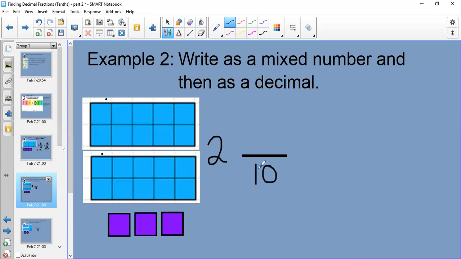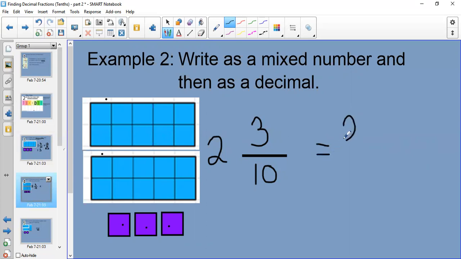And we've written 10 as our denominator, because that's how many parts there are, okay? 2 whole parts of 10. And we've got 1, 2, 3 parts shaded in. So we've got here 2 and 3 tenths. How do we write that as a decimal?